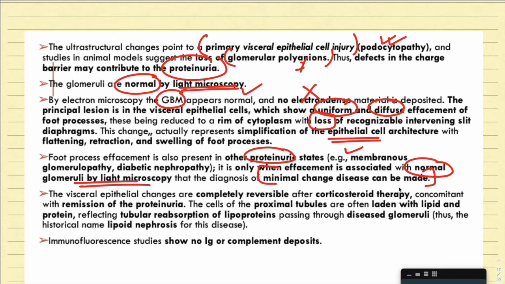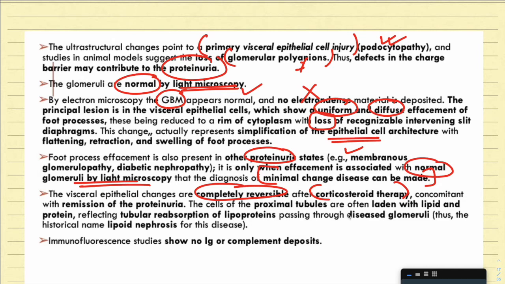Okay. So in the visceral epithelial cells, the change, that is the foot process effacement, is completely reversible if you give corticosteroid therapy, concomitant with remission of proteinuria. So after you give this, there will be a very nice response to therapy.